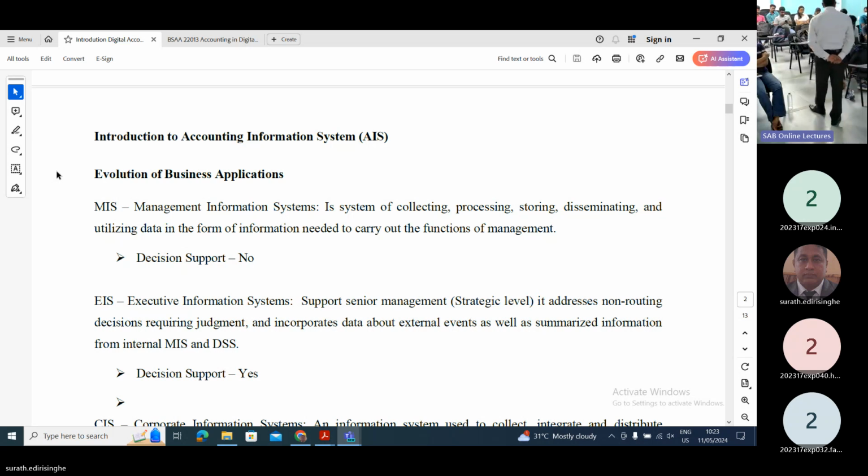Basically, we call them MIS, management information system, EIS, executive information system, and CIS, corporate information system. We'll go through them one by one. The MIS, the information system, means the company collects the required information for day-to-day activities.